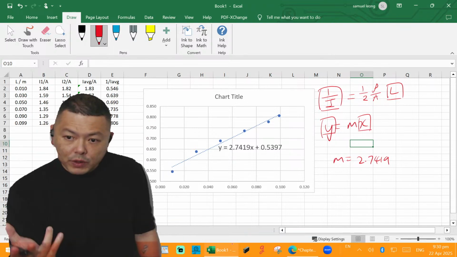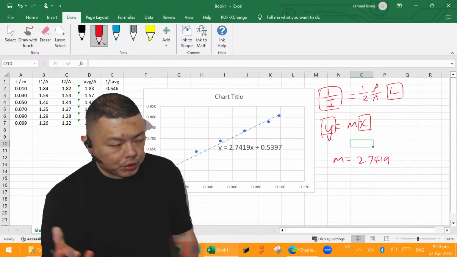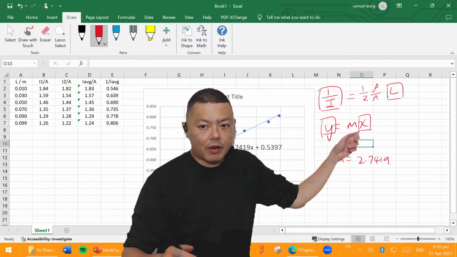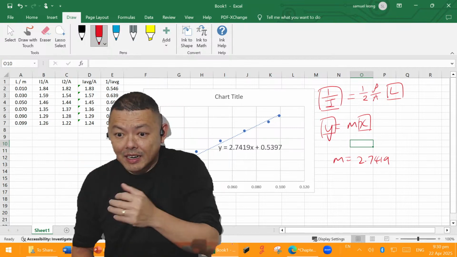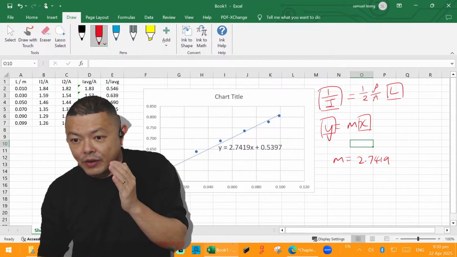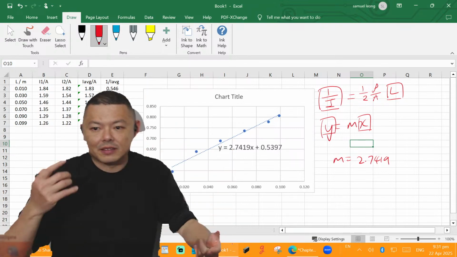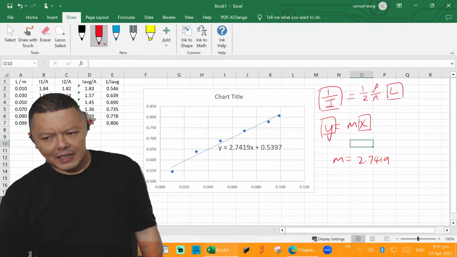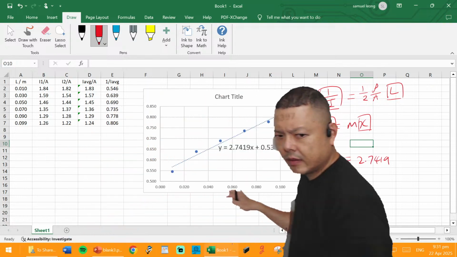If you want me to find rho over A, the most logical thing to do is to plot 1 over I against L. Not the other way around. If you plot it the other way around, you're inversing the entire equation, no? Then the gradient will not give you rho over A. The gradient will give you A over rho. Then you invert it again. That's a bit silly, right? The L should be the independent variable. It should be on the x-axis, which is the case here.